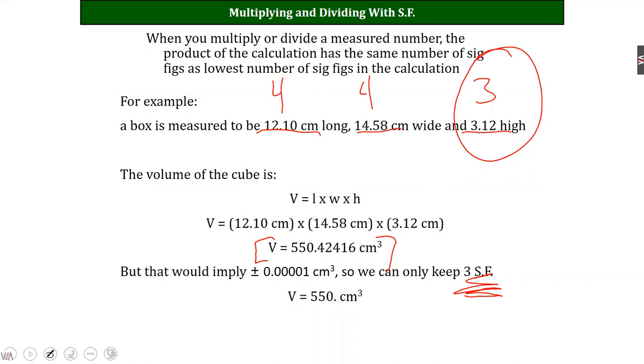Right? Because you get a ridiculous calculator number, and clearly our answer is not plus or minus 0.000001, whatever it is. I didn't count my zeros. Point is, the uncertainty is not in that digit. The uncertainty is in the ones place because you can only keep three sig figs.